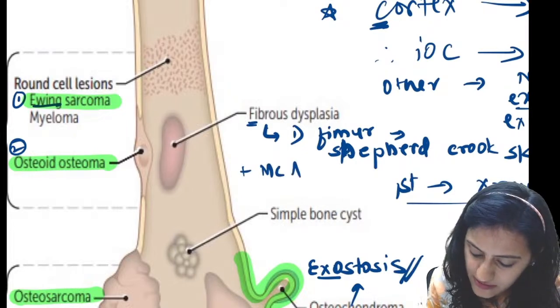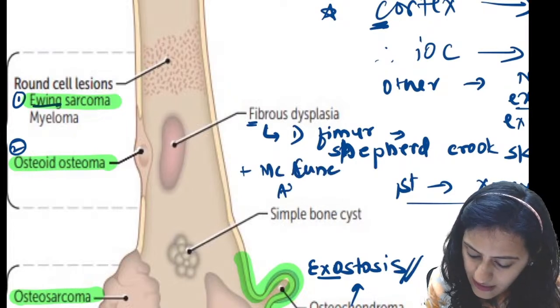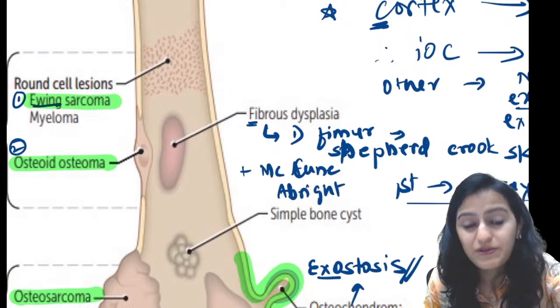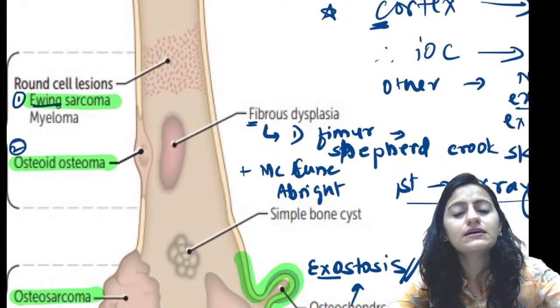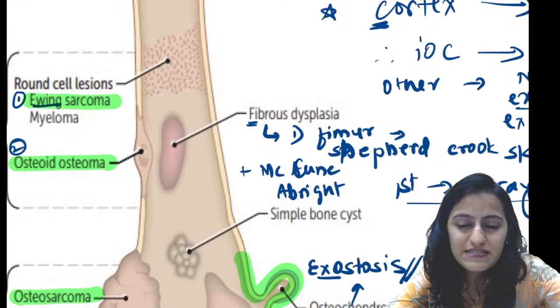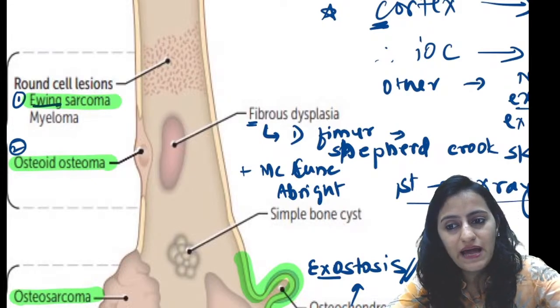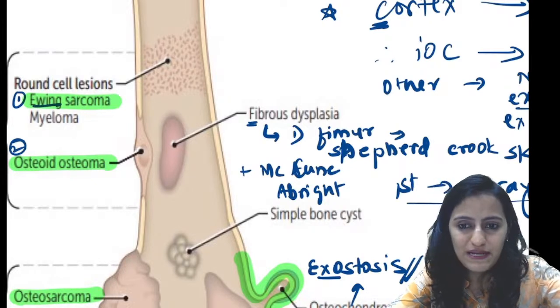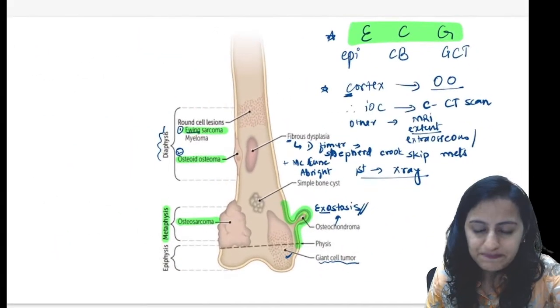Plus we have association with McCune-Albright syndrome, where we have precocious puberty and polyostotic fibrous dysplasia with café-au-lait spots. That is what we have in fibrous dysplasia. Okay, that is fibrous dysplasia.